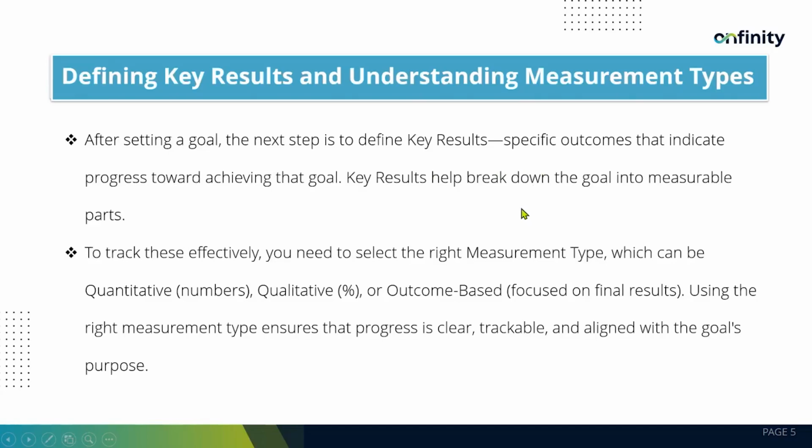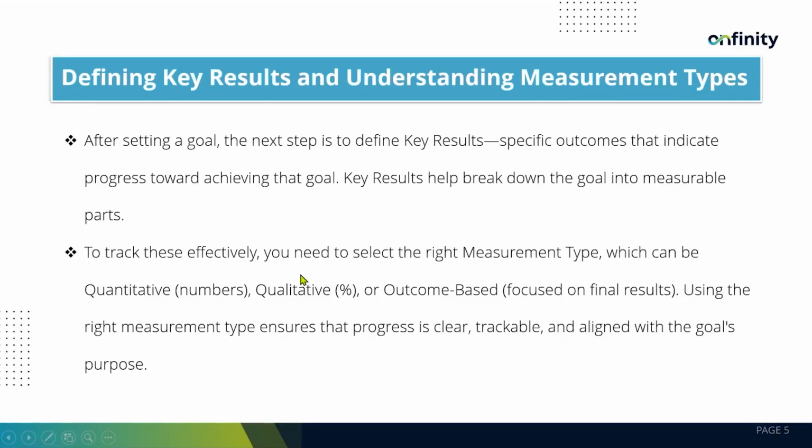To track these effectively, you need to select the right measurement type, which can be quantitative, measured using numbers, qualitative, calculated as a percent or based on behavior or feedback, or outcome-based, focused purely on the final result. Using the right measurement type ensures that progress is clear, trackable, and aligned with the goal's purpose.